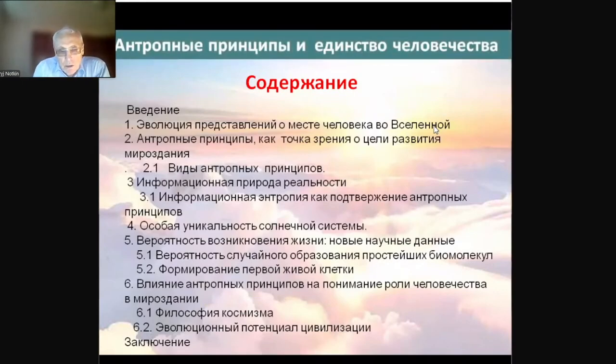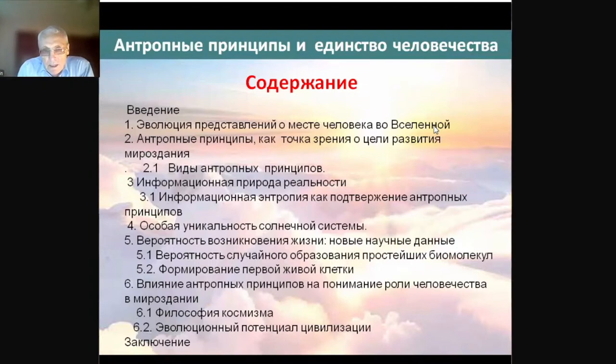The content is: the evolution of ideas about man's place in the universe; the Anthropic principle as a point of view on the purpose of the development of the universe; types of Anthropic principles; the informational nature of reality; information entropy as an information Anthropic principle; the special uniqueness of the solar system; the probability of life; new scientific evidence; the formation of the first living cells; and the influence of Anthropic principles on understanding the role of humanity in the universe. Let's take a look.